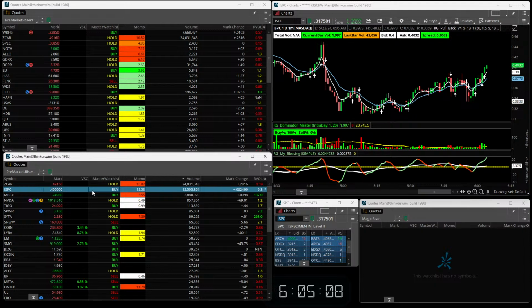ISPC was moving in yesterday's after hours trading. That's why it's listed down here in this custom scan. I coded this scan to take into consideration the stocks that were moving in yesterday's after hour session. This one does not include that special code. ISPC, a cheaper stock.